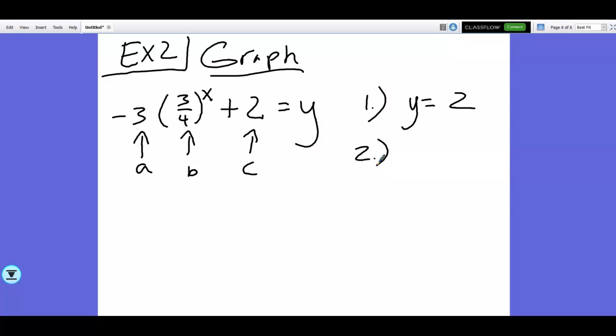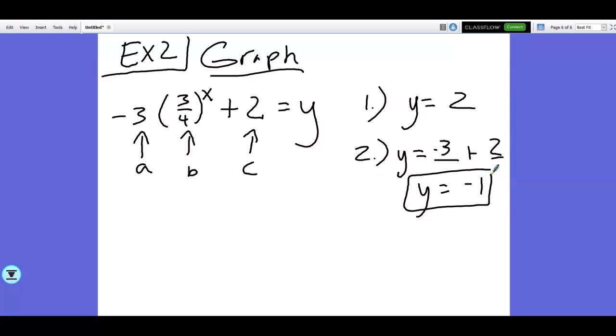Your y-intercept. My y-intercept we said was a plus c, right? So what's a and what's c? Negative 3 plus 2. So now my y-intercept is that. Okay? It used to be negative 3, but since we're going up 2, it puts it at negative 1, right?